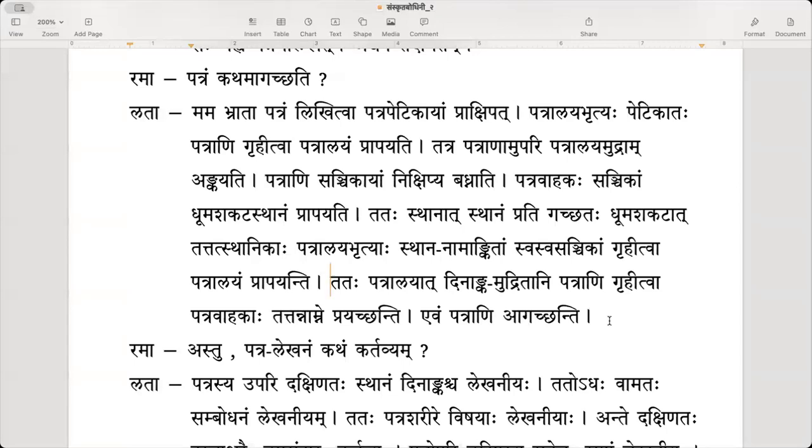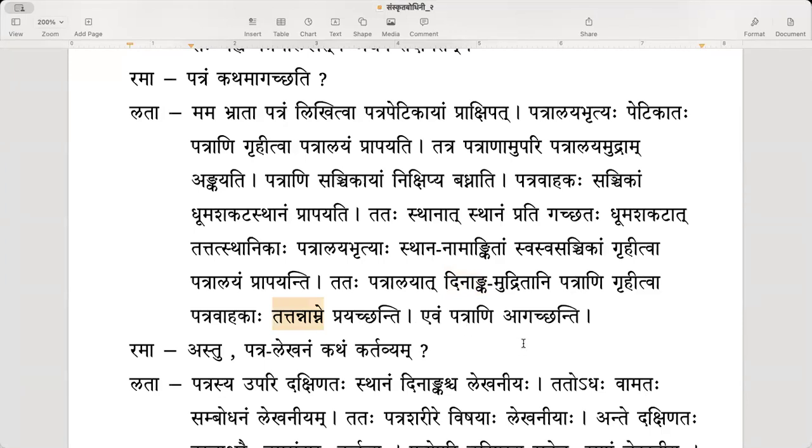Dinank mudrani, so placing the date stamp on it, the postman delivers the letters to the respective named people, tatranam. So patralayat, from the post office, patravahakaha, the postal workers or the postman, grihitva, patrani grihitva, they take the letters which have the mudra, the stamp of date, which are dated, and then tattat namne purushe purushaya prayachanti. So they deliver it to the person who has that particular name.